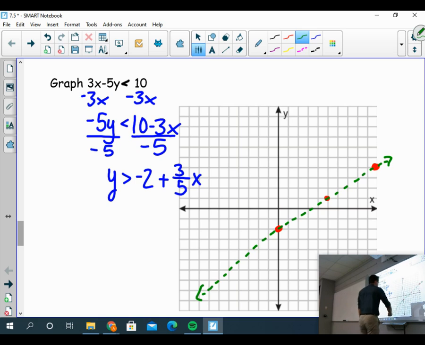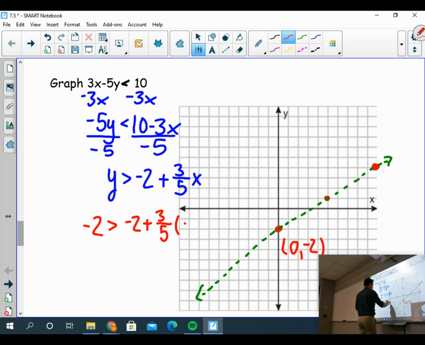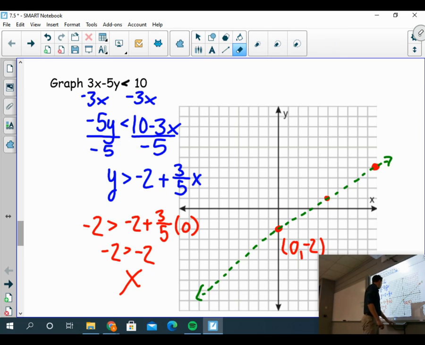And what the dashed line indicates is that while the line itself, y equals negative 2 plus 3 over 5x, is the boundary for the inequality, points on the line don't satisfy the inequality. You could check that by plugging in a point on the line like 0, negative 2. And what you will end up with is an untrue math statement, further indicating that points on the line don't satisfy the inequality. Negative 2 is not bigger than negative 2.